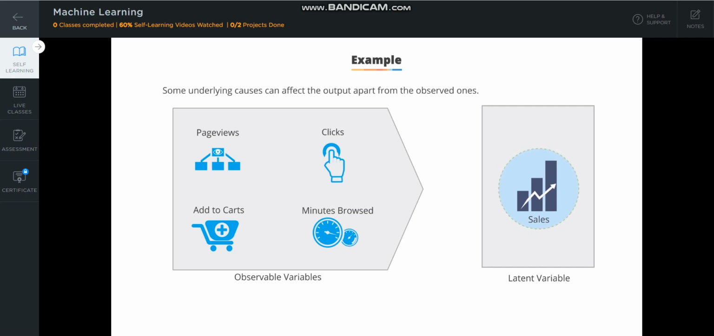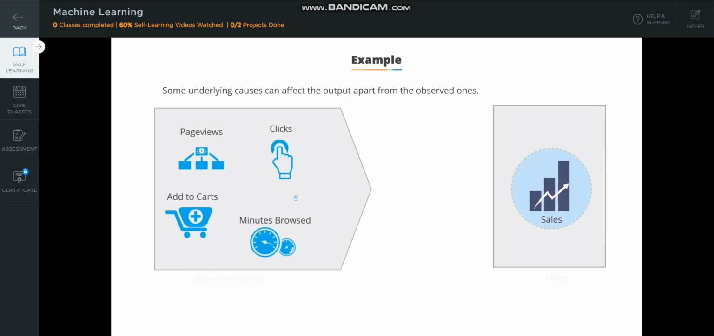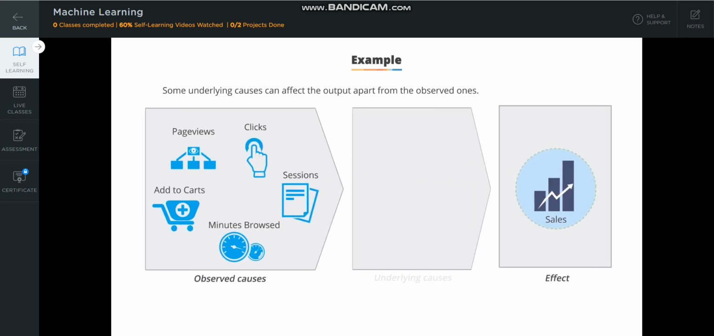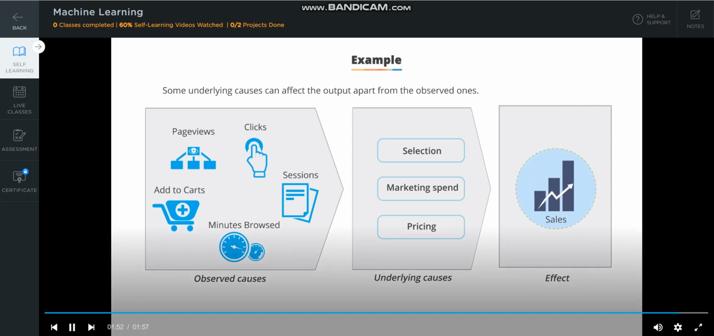There may be a few underlying causes that can affect the output apart from the observed ones. In this example, apart from page views, clicks, add to cart, minutes browsed, and sessions, there are a few other underlying causes such as selection, marketing, spend, and pricing, which also can affect the outcome, that is, sales. Note, identifying underlying causes is part of factor analysis, and it helps in accurate prediction.